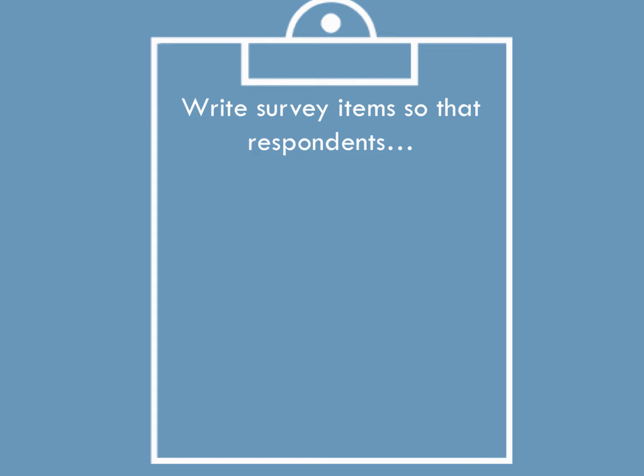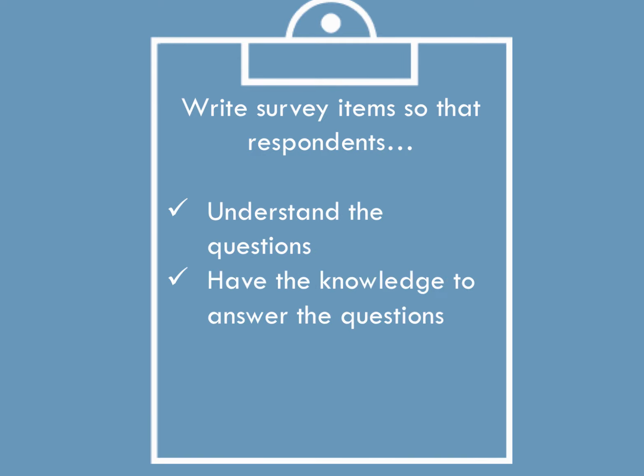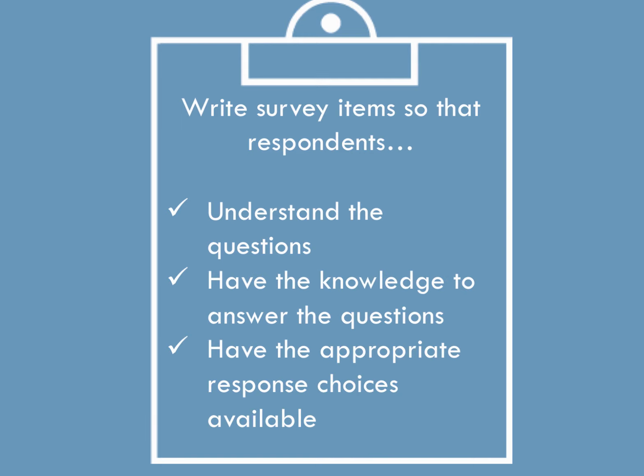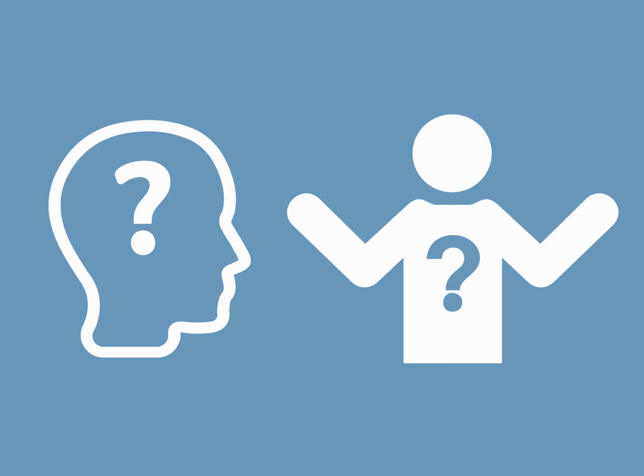In order to obtain valid, reliable information, survey items must be written in such a way that respondents understand the questions, have the knowledge necessary to answer the questions, and have the appropriate response choices available to them. Specifically, you will need to use simple, clear language. If respondents don't understand exactly what an item is trying to communicate, it is more likely that they will make mistakes, choose the wrong answers, or give up on the survey entirely.